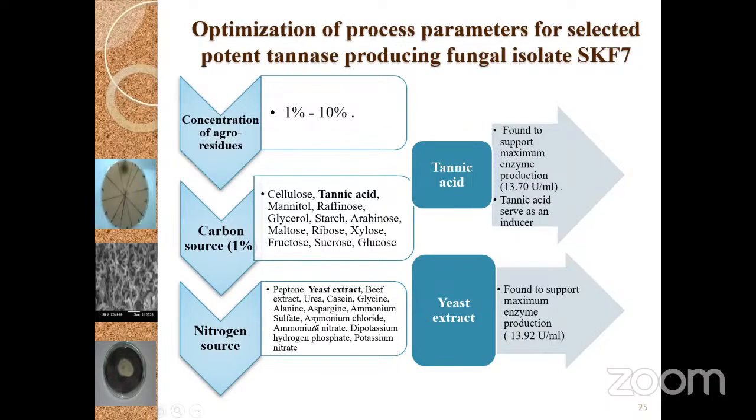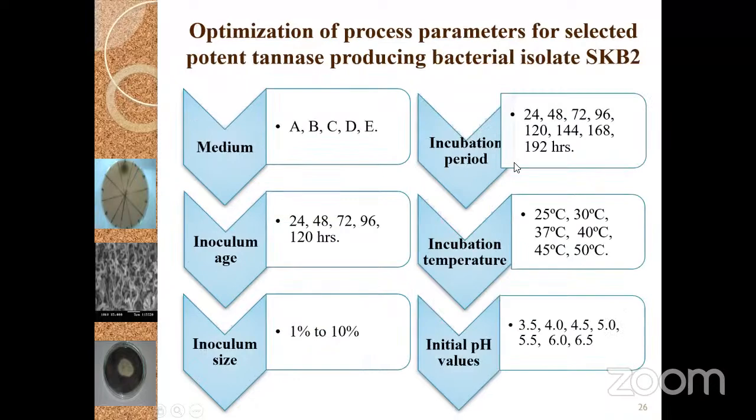Different nitrogen sources were also tried. Amongst the different carbon sources, tannic acid was found to support the maximum enzyme production. The obvious reason is that tannic acid serves as an inducer for this enzyme production. Amongst the different nitrogen sources, yeast extract was found to support the maximum enzyme activity. Again, the same thing was carried out with respect to the bacterial cultures, that is the optimization of physical and chemical parameters. For this, we used 5 different media and different physical parameters.